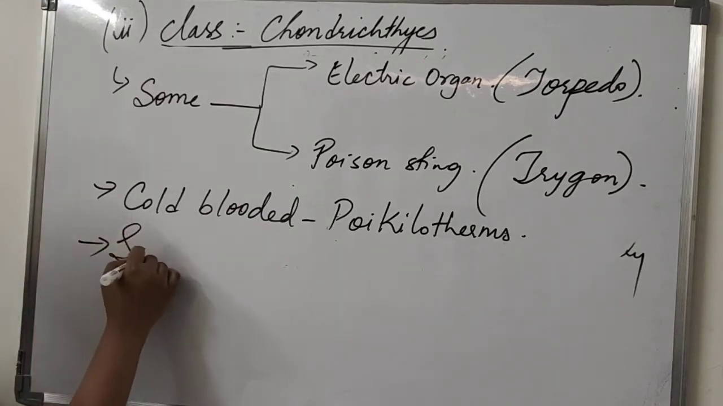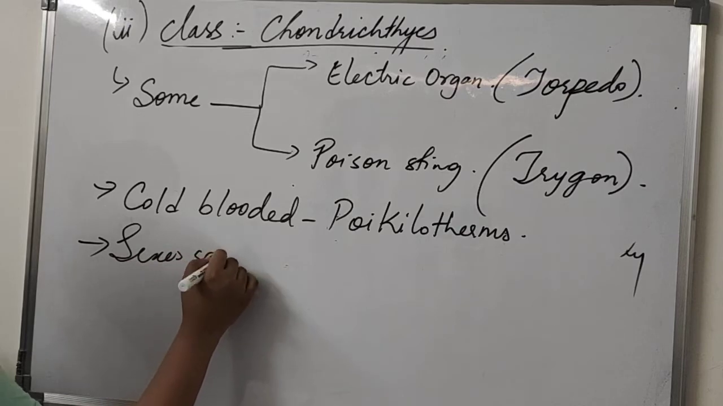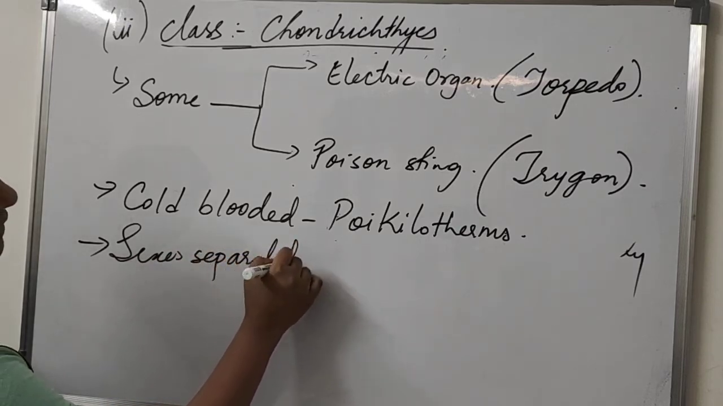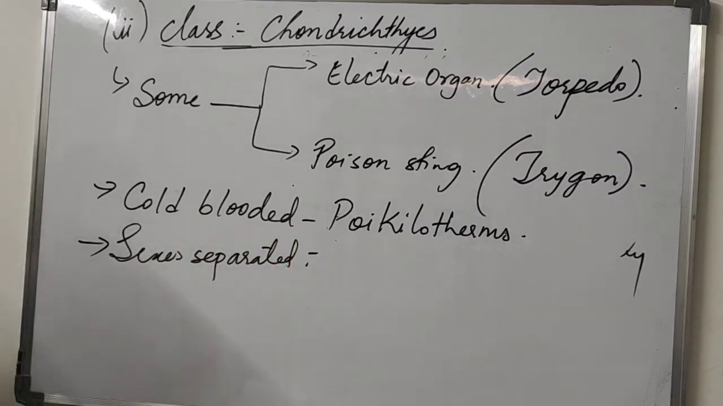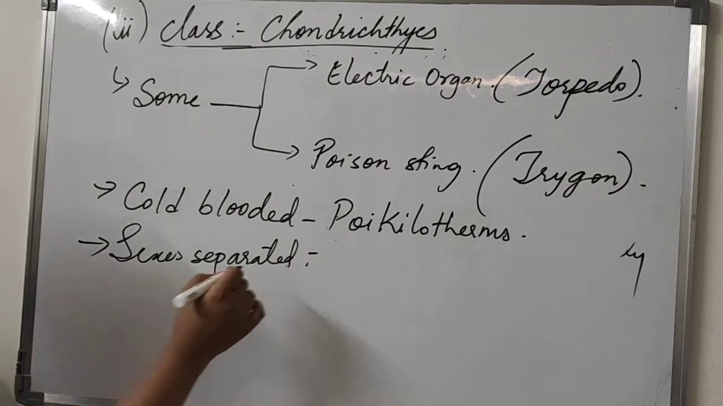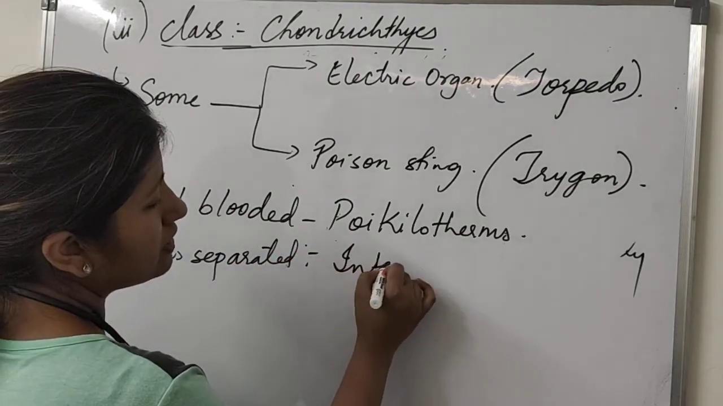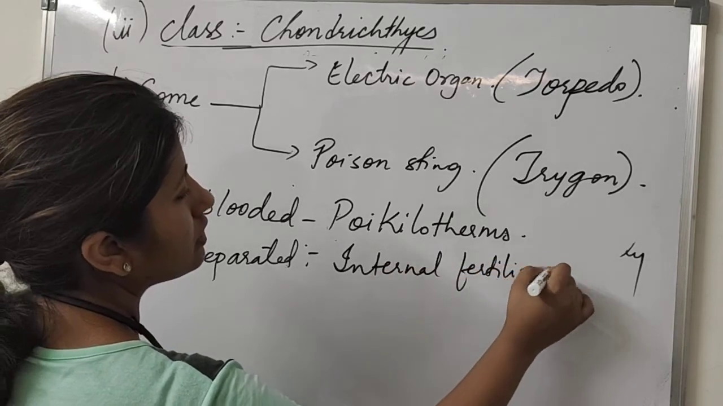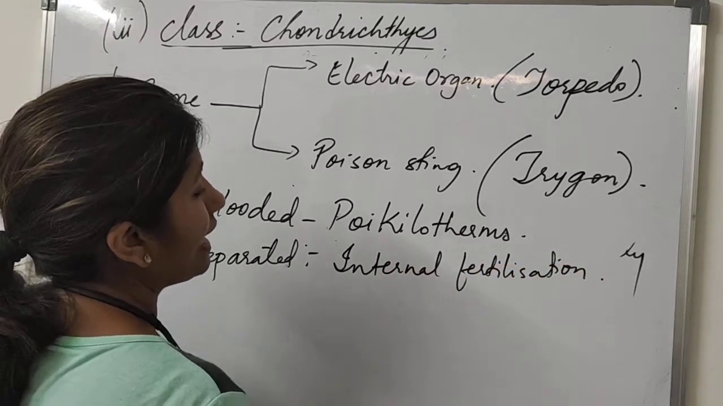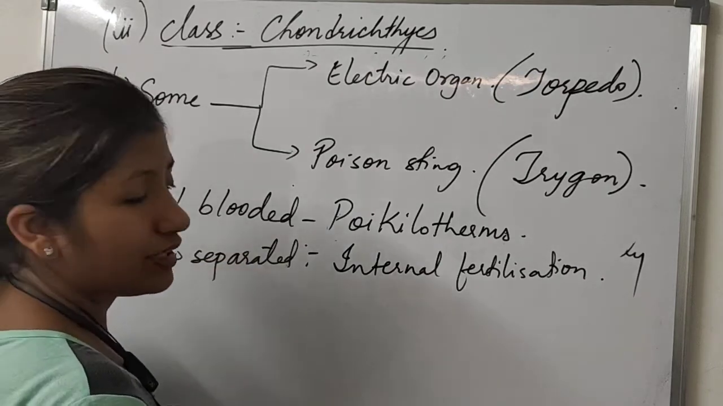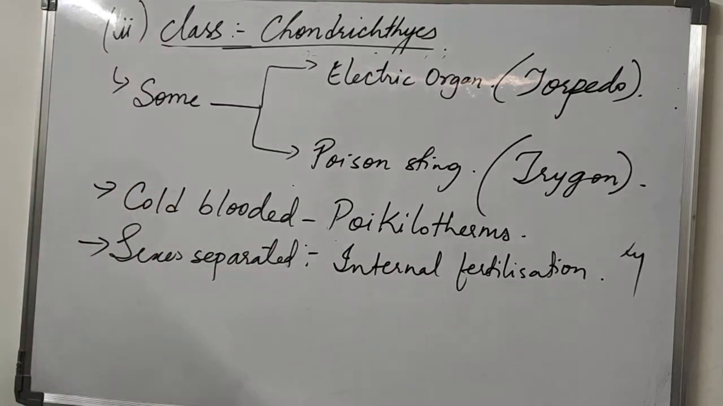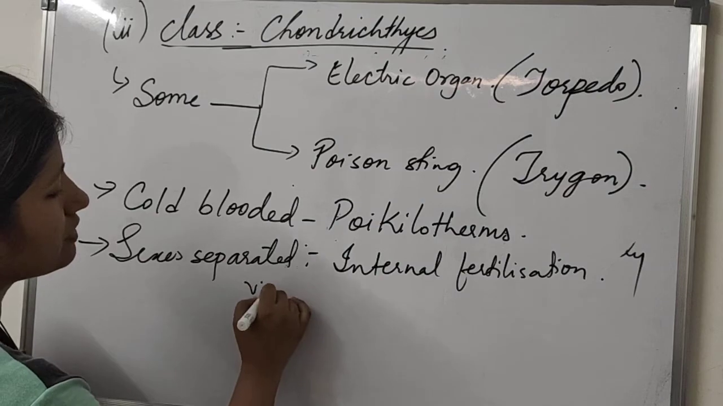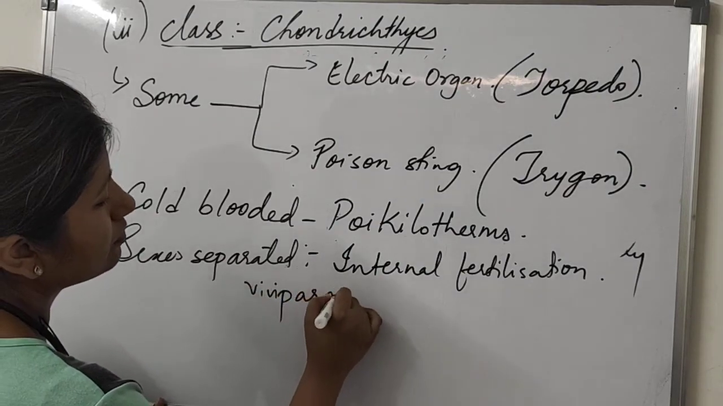Now in chondrichthyes, sexes are separate. That means they are unisexual. So obviously they will need a mate partner for reproduction, and their fertilization is internal, means the male will release the male gamete inside the female body, and the fertilization will take place inside the female body. And they are viviparous. Viviparous means they give birth to young ones.